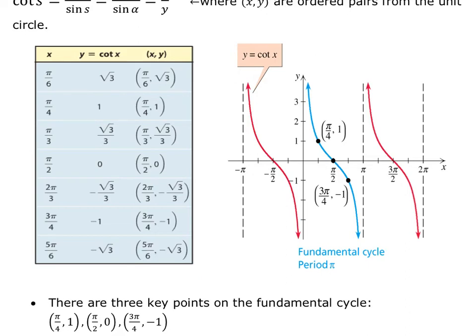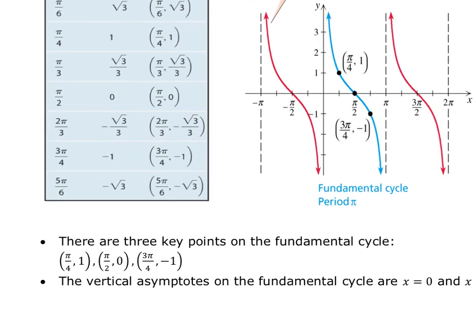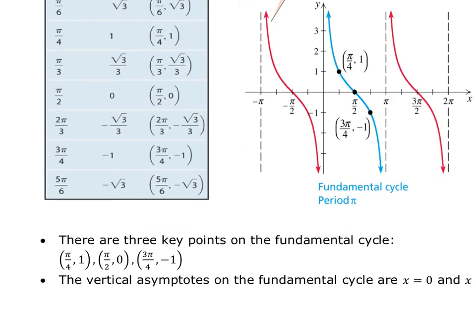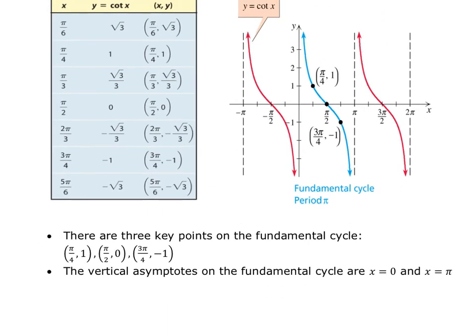It also will have 3 key points, and those are the 45s in the correct quadrants. So my key points are pi over 4, 1, pi over 2, 0, 3 pi over 4, negative 1.